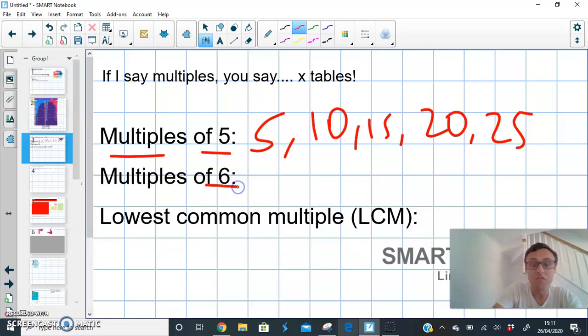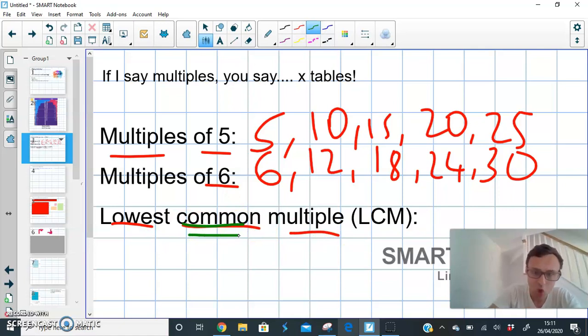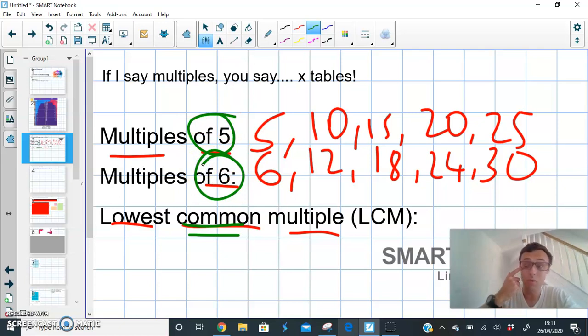Our multiples of 6, I say multiples, you say times tables. Well, that's 6, 12, 18, 24, 30, and then the lowest common multiple. Well, common means the same, so which is the lowest common multiple of 5 and 6 in this list? Well, I'm looking. Oh, I can't see any there actually. 5, 10, 15, 20, no, none of those.